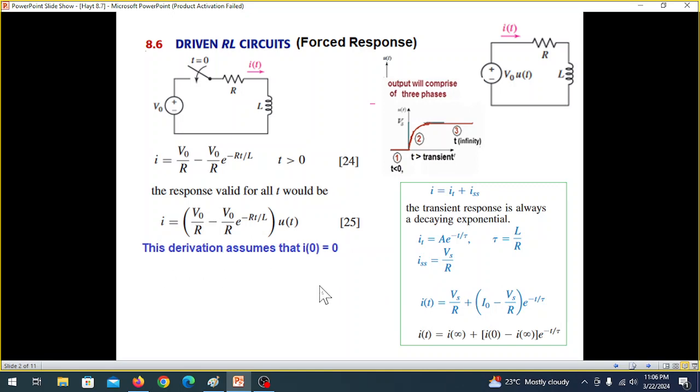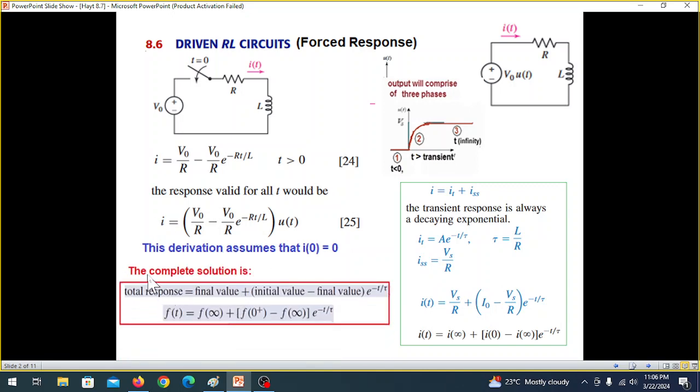So if you compare these two and we put I0 equal to 0, then they become the same. But in the summary, he has given this formula, which is the generalized or complete solution, and he writes it as F infinity, F0 minus F infinity, e raised to the power minus t over tau. Instead of I and V, he is using F. So F could be I: I infinity, then I0 minus I infinity, e raised to the power minus t over tau. These are the same things. So we'll be using this formula in solving all the RL circuits.